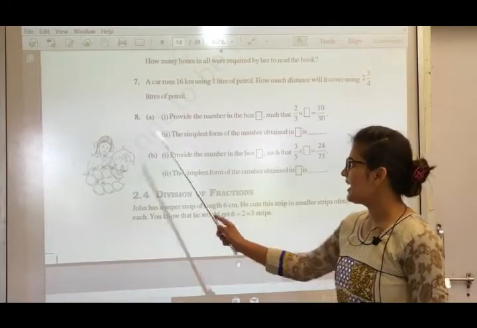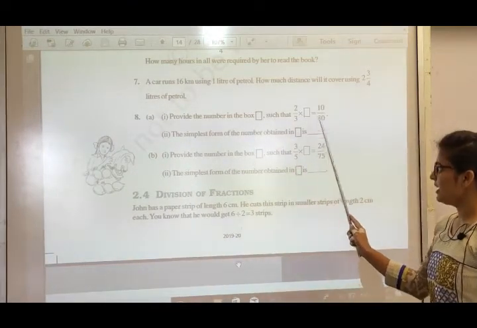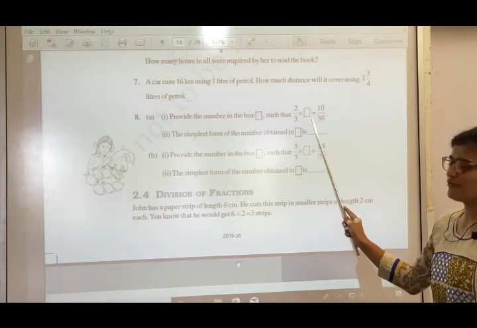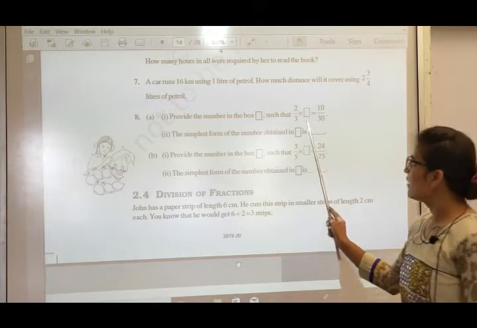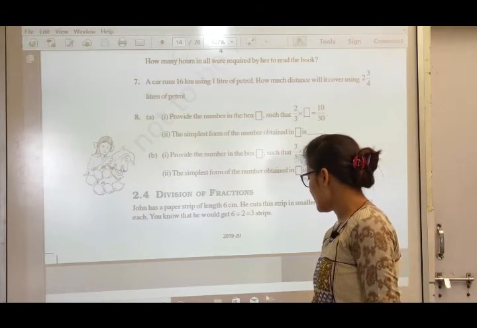Question number 8a. First, provide the number in the box such that 2 by 3 multiplied by dash will be equal to 10 by 30. Now you have to put some fraction such that the answer should be 10 by 30. So you have to find out what we will put in that box. It is very simple.